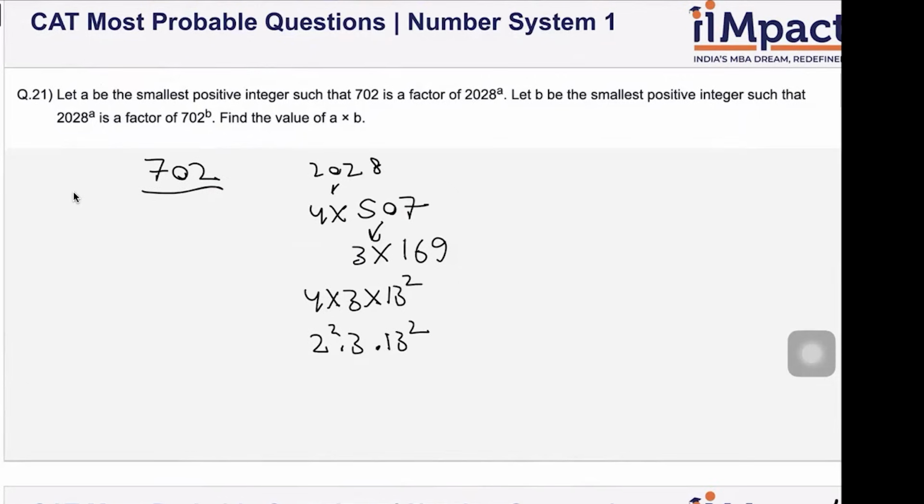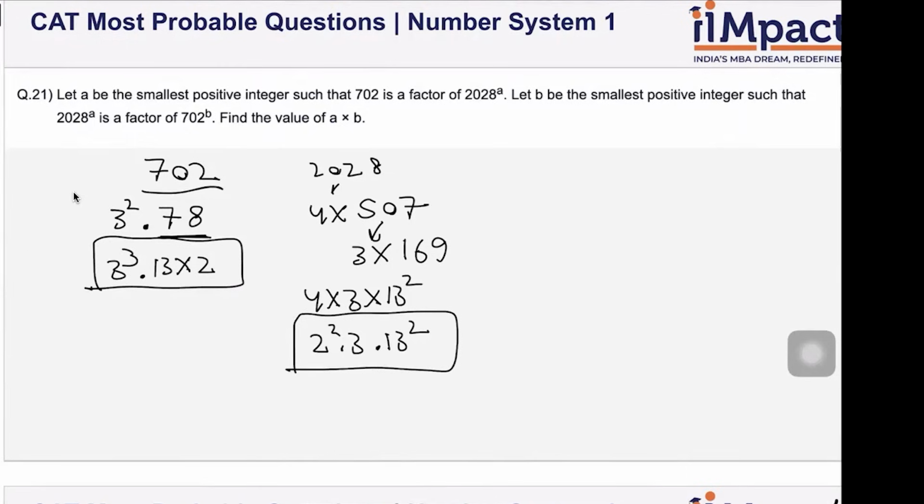This is 702. This is divisible by 9, so I'll write this as 3 square into. If I divide this by 9, I'll get 78. So 3 square into 78, and 78 can be written as 13 into 6, so 13 into 2 into 3. So this is 3 cube into 13 into 2. And 2028 is 2 square into 3 into 13 square. So let me write this in an organized way: 702 is 2 into 3 cube into 13, and 2028 is 2 square into 3 into 13 square.